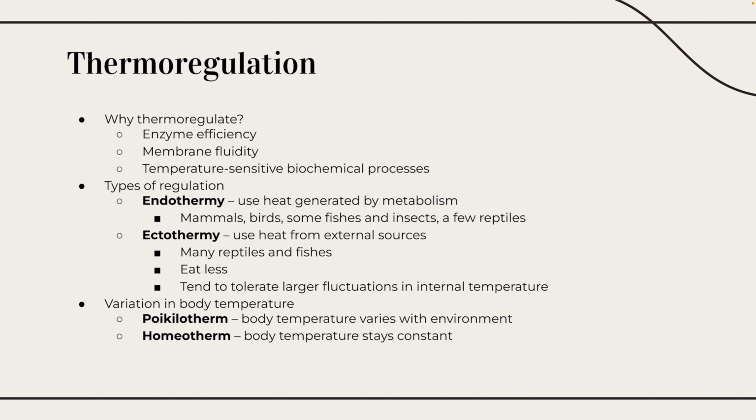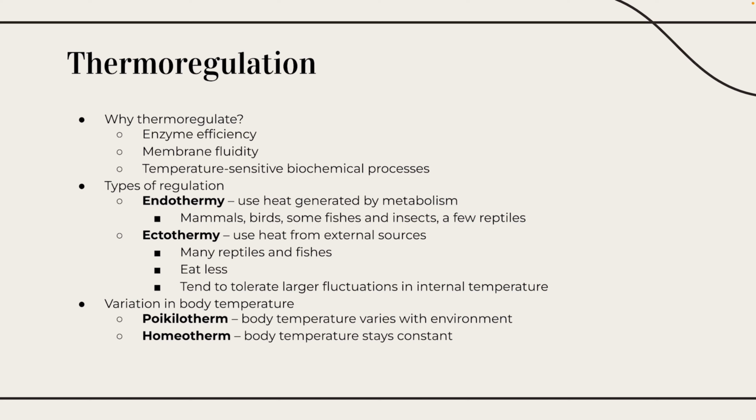So there are two types of regulation, endothermy and ectothermy. And you might have heard this as warm-blooded and cold-blooded before. But basically endotherms are your quote-unquote warm-blooded animals. They use heat generated by metabolism. This is mammals, birds, some fishes and insects, and a few reptiles. And ectothermy, which is like cold-bloodedness, they use heat from external sources, so like many reptiles and fishes.